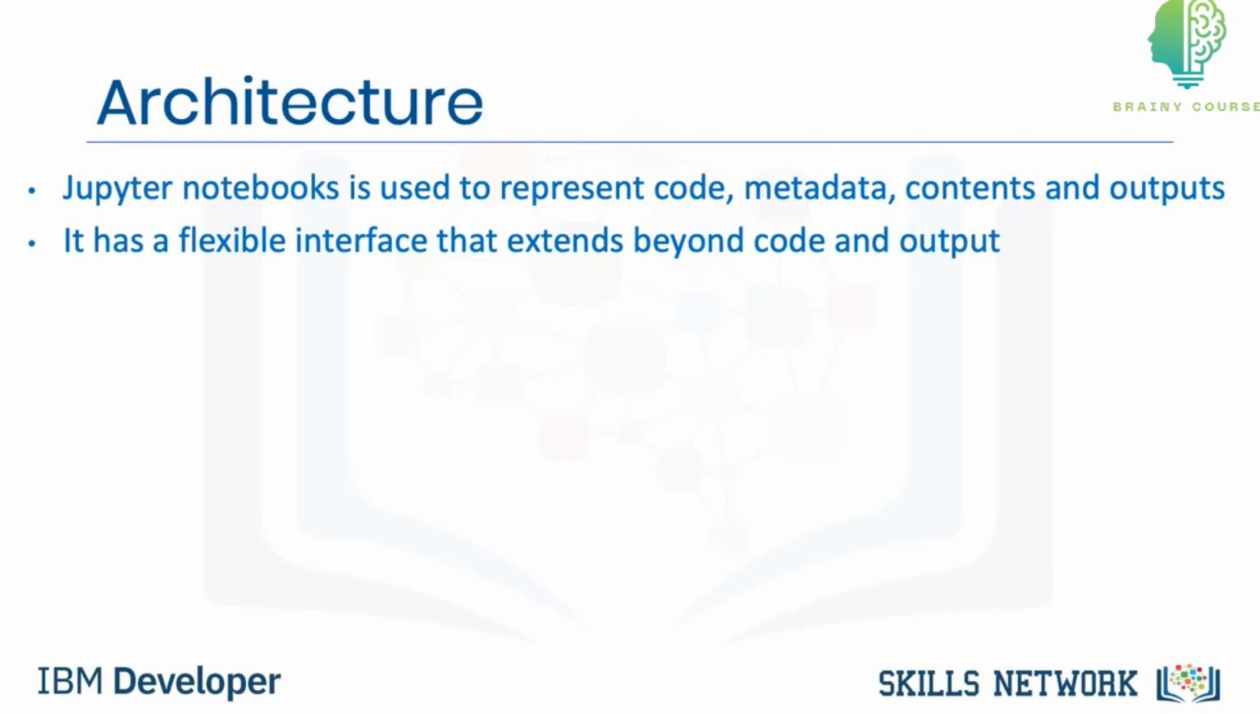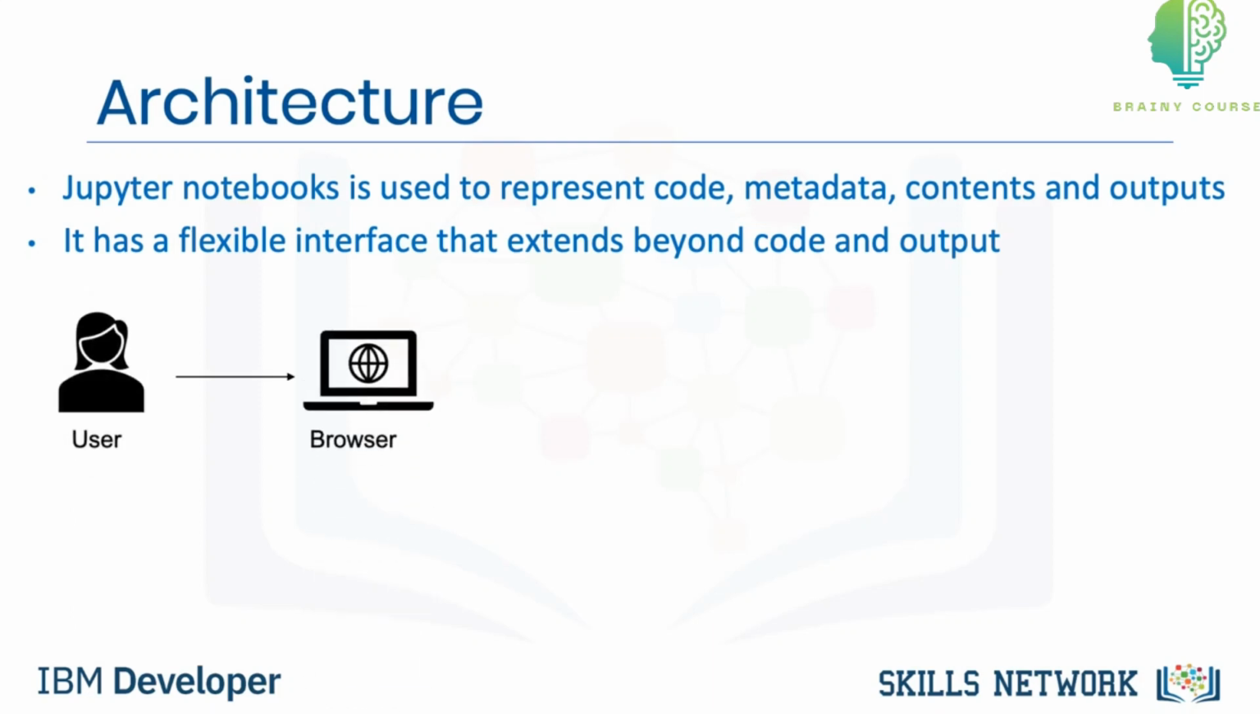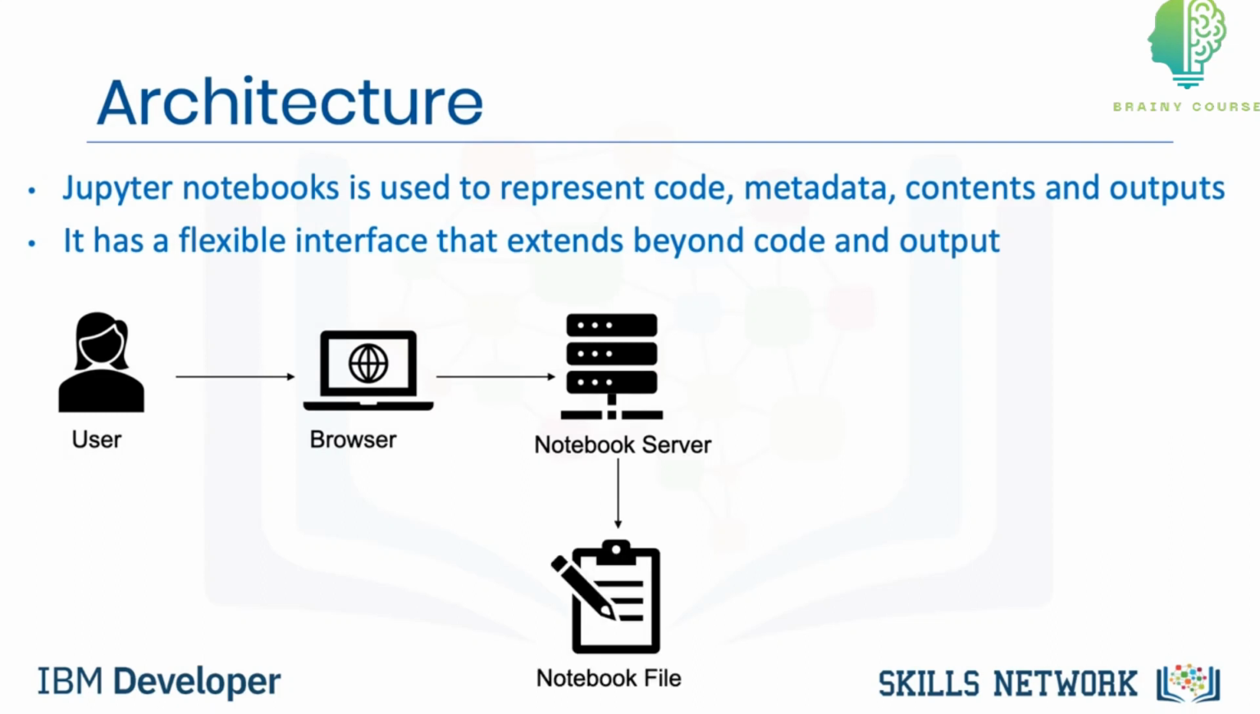Jupyter notebooks represent your code, metadata, contents, and outputs. When saved, it uses a .ipynb extension and a JSON structure. When you, the user, save it, it is sent from your browser to the notebook server, which saves the notebook file on a disk as a JSON file with a .ipynb extension. The notebook server is responsible for saving and loading the notebooks. The kernel gets sent the cells of code when the user runs them.